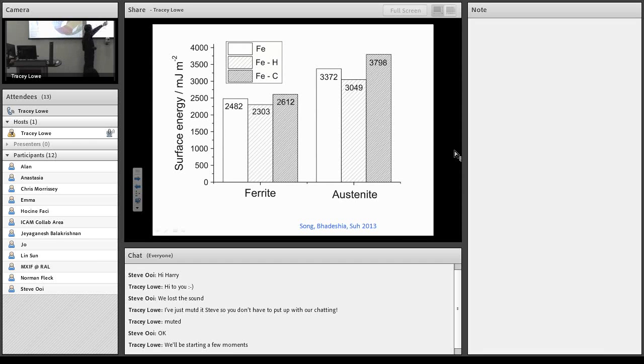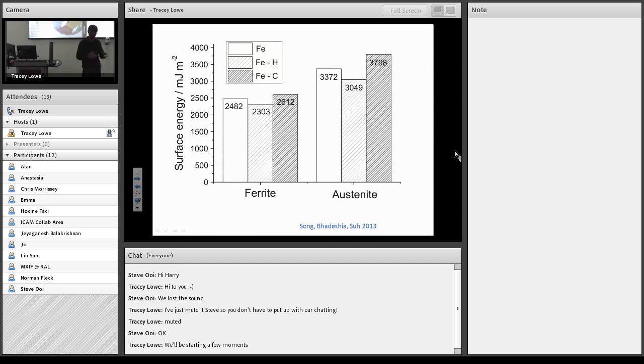This is for hydrogen and this is for carbon. There's a reduction in surface energy when you add hydrogen, and there is a slight increase when you add carbon. And the same for austenite. But you know, this is not something to write home about. It's a very small difference that you see. It can't really explain what we observe.